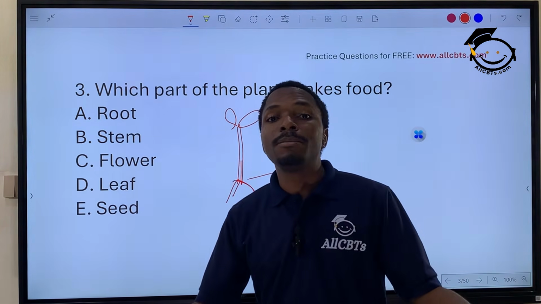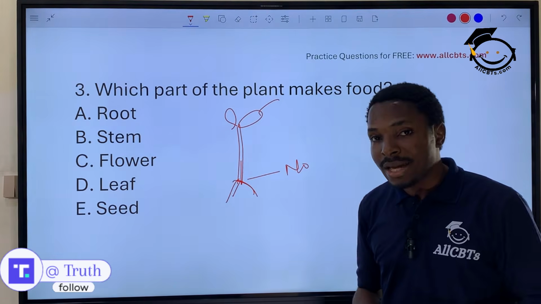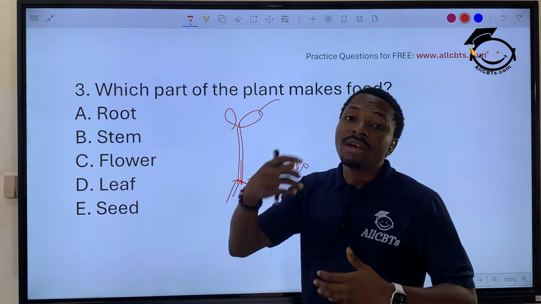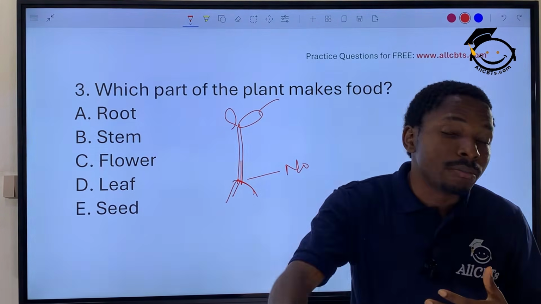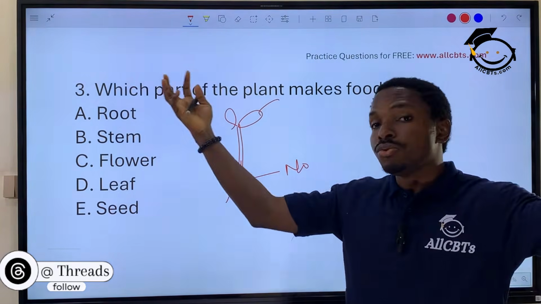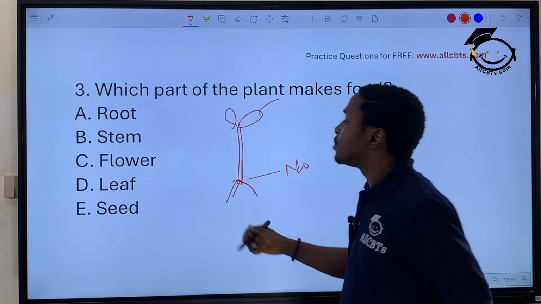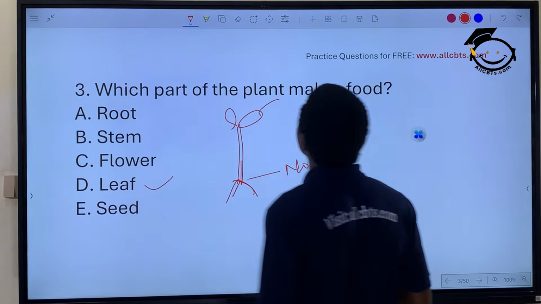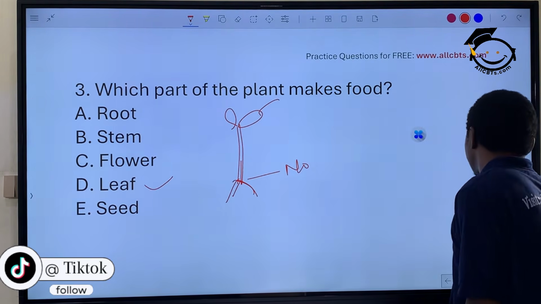The leaf helps the plant to capture sunlight, right? And so the leaf helps the plant to produce chlorophyll through the help of sunlight. So the leaf is the part of the plant that makes its food.